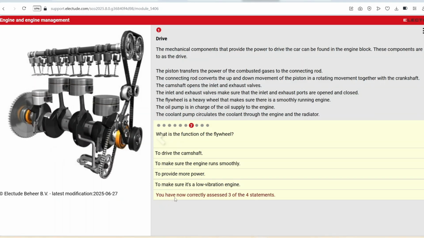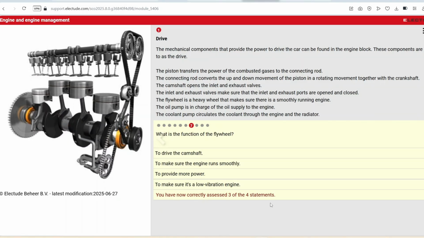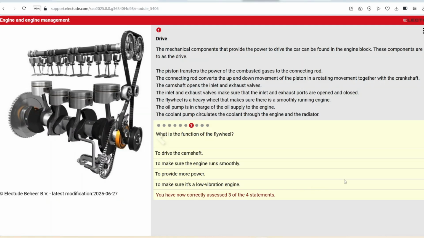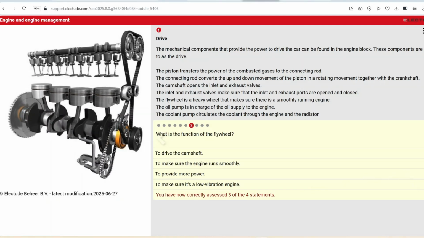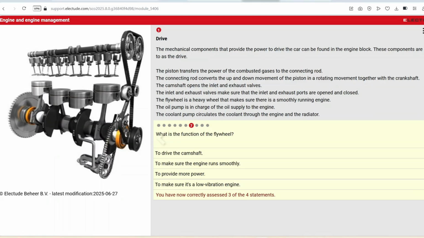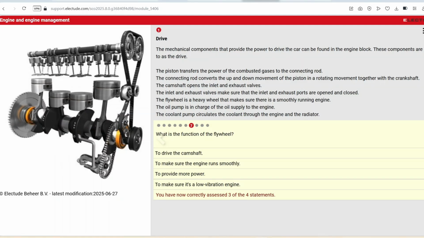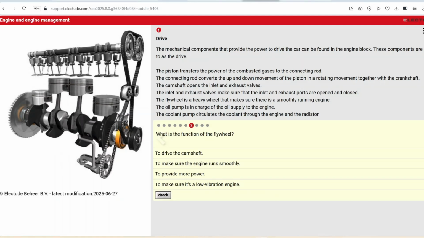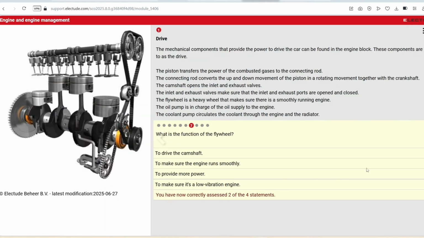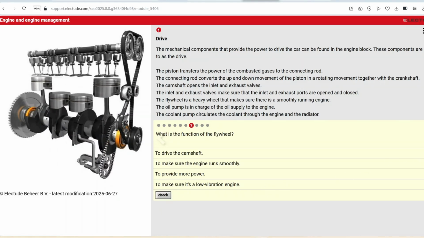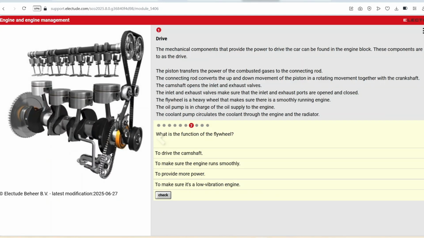Okay, you have correctly assessed 3 of the 4 statements. So now it is guiding me to answering all 4 correctly. I wasn't sure about my second answer, so that's what I'm going to change to false and check again. Oh, I got that wrong. So this is correct. You have now correctly assessed 2 of the 4 statements.